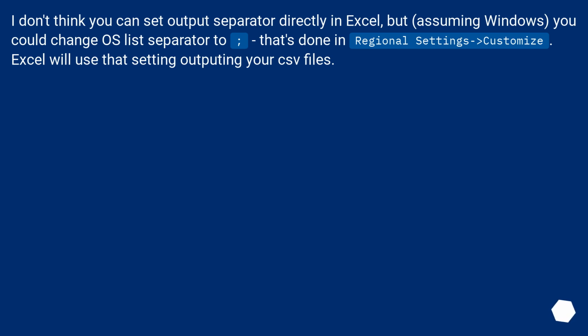I don't think you can set the output separator directly in Excel, but, assuming Windows, you could change the OS list separator. That's done in Regional Settings > Customize. Excel will use that setting when outputting your CSV files.